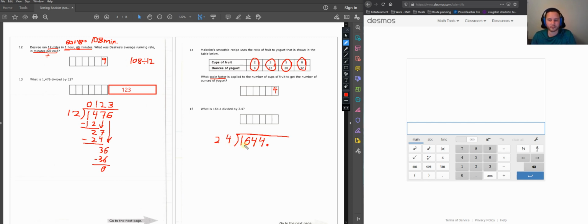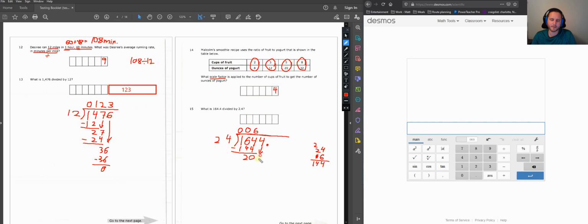So 24 goes into 1. It doesn't at all. 24 goes into 164, or 16. Sorry, I'm jumping ahead of myself. 24 goes into 164. I'm not sure how many times. I know it's going to be more than 5 times, so I'm going to guess probably 6. So 6 times 24. Let's see, that would give me a 4, carry my 2. That would give me 144. Yeah, that seems about right. So 6 times 24 is 144. We'll subtract that to get 20.